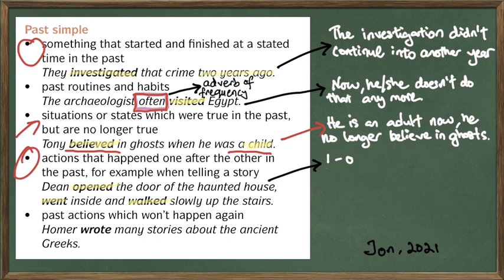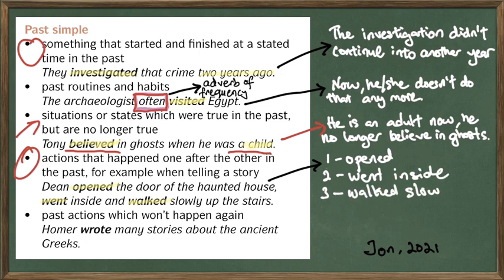All right, next I'm looking here. Actions that happen one after the other in the past, for example, when telling a story. So there is a possibility of a sequence, turutan. In this sentence, Dean opened the door of the haunted house, went inside, and walked slowly up the stairs. So firstly, he opened the door. Second, he went inside, and third, he walked slowly up the stairs. So you see the numbers here. This is number 1, so this happened first, then this action followed by the third action.